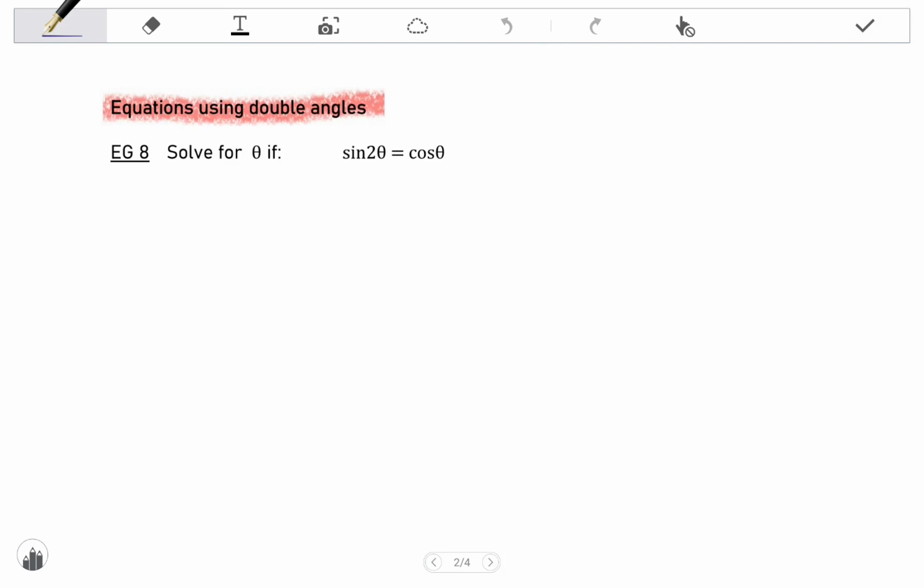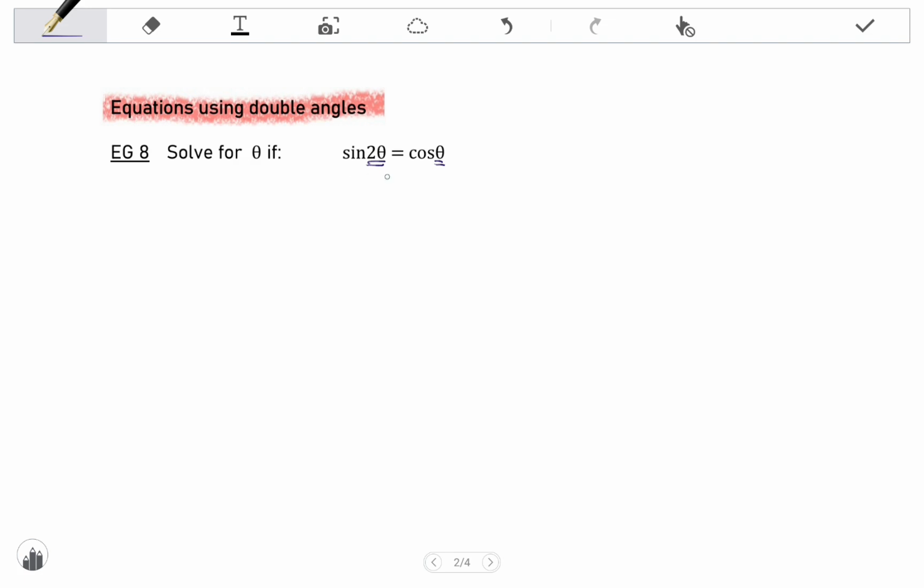We now look at an example that requires the use of double angles. So we are told to solve for theta if sine 2 theta equals cos theta. Now, look at the angles. Straight away we notice that our angles are different. I have sine 2 theta and an angle of theta. So 2 theta and theta. My angles are different, so I must expand to try to get the same angles.